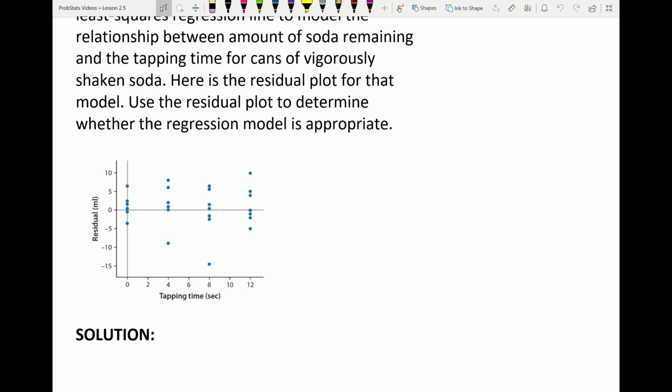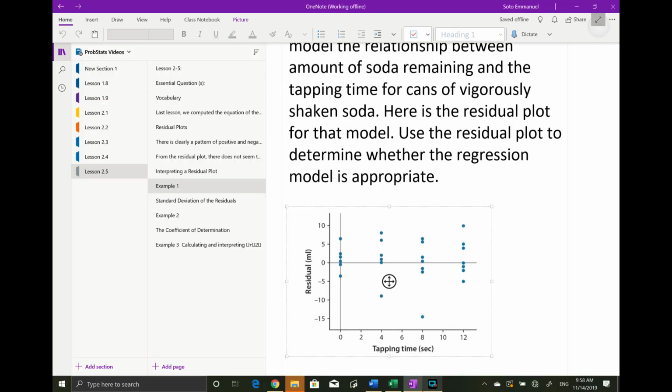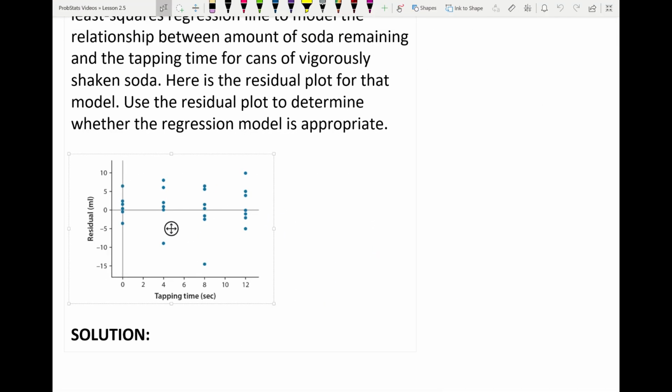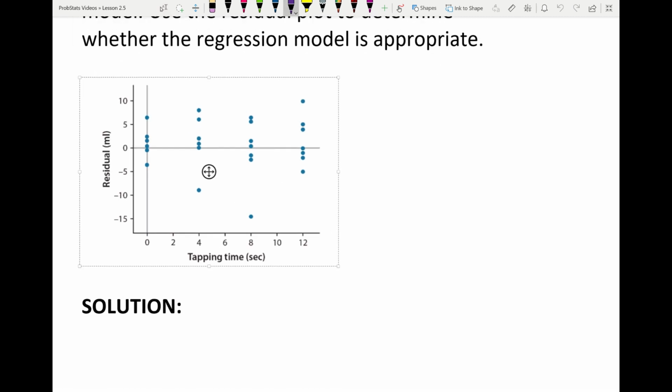So if you look at the residuals, all right, looking at the residual plot that is given here, notice that we want to determine if there's a pattern in the scatter plot. So now let's look at the zero tapping time. For zero tapping time, we have some dots below, we have some dots above. And this could easily be random. There could be more dots below, there could be more dots above. But by chance, there seem to be 2 below and 4 above. Nothing to be worried about here.